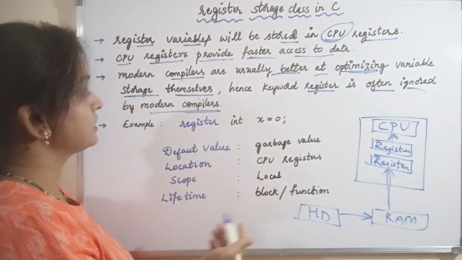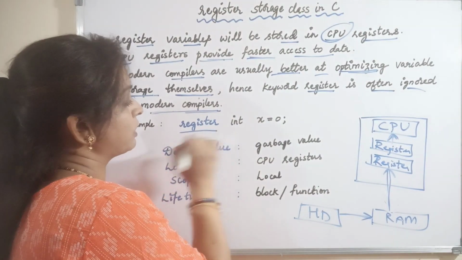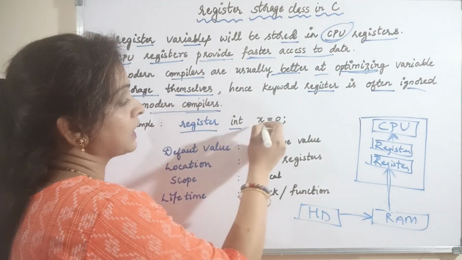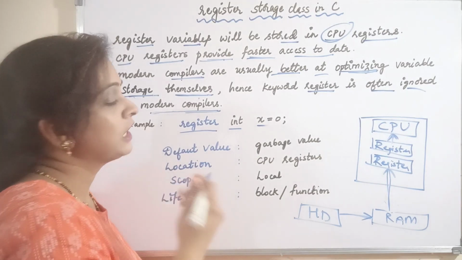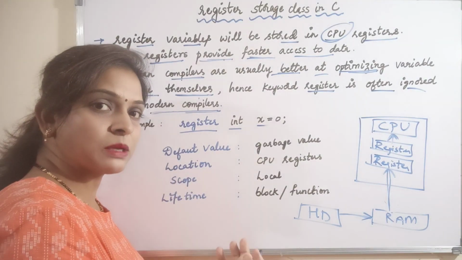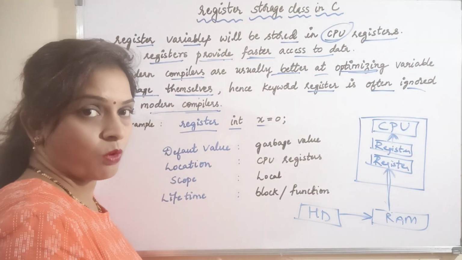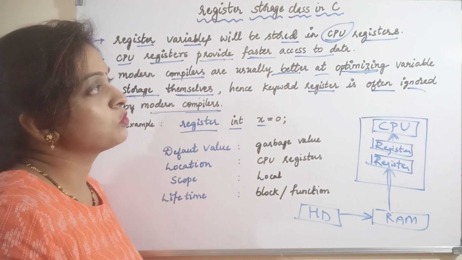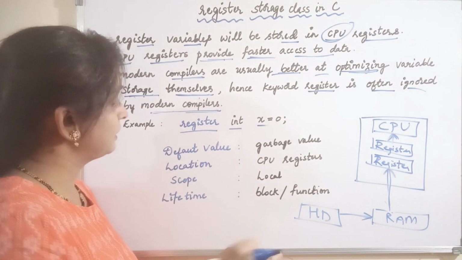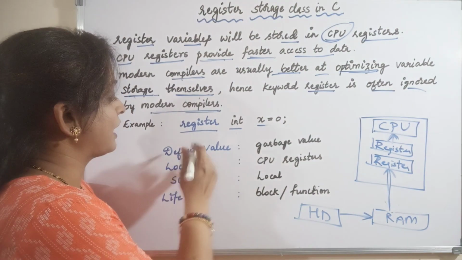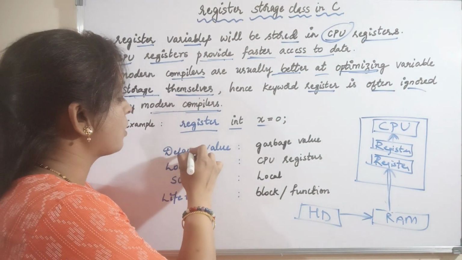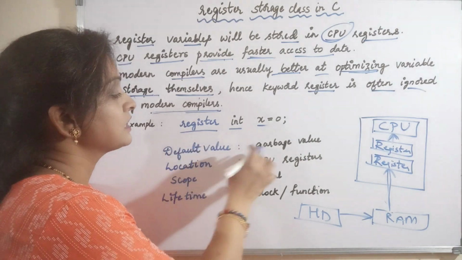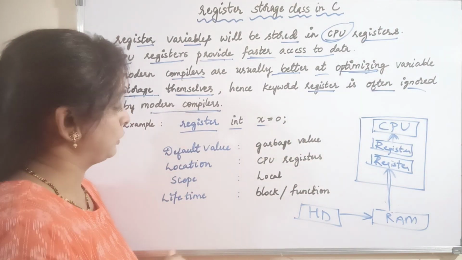So how to use this? As usual, we have the keyword register followed by the data type and variable name. We can initialize the value or we can accept the value at runtime also. So what are all the aspects that we need to talk about for these register variables? First, the default value. What is the default value? It is a garbage value, junk value.